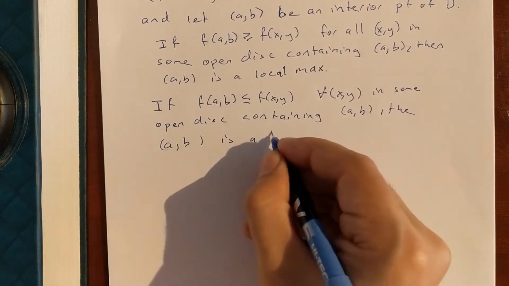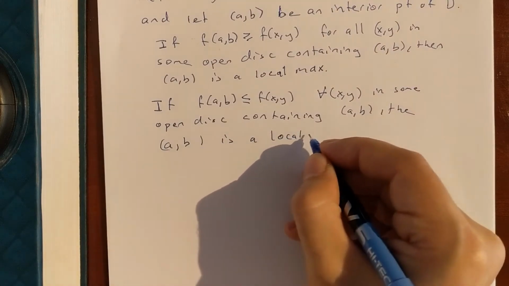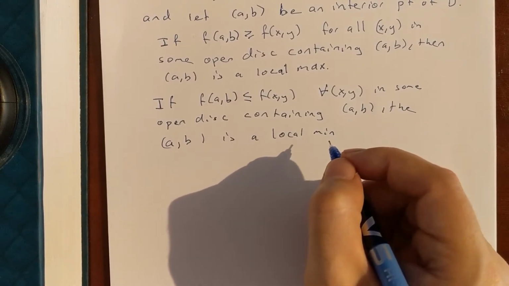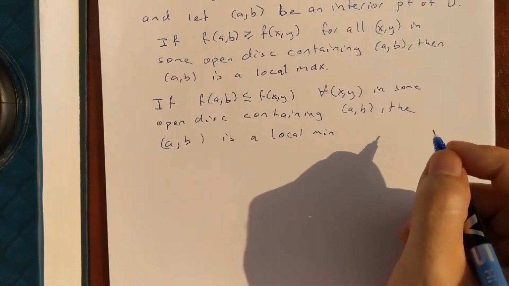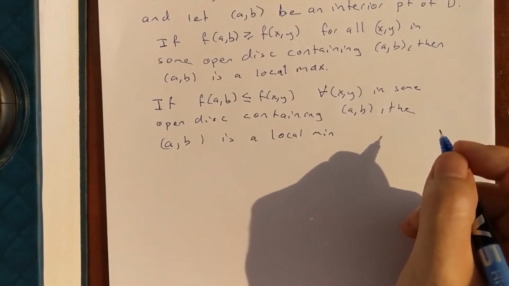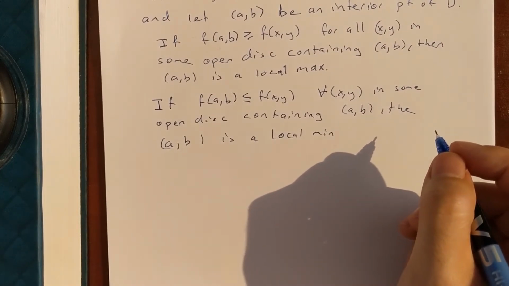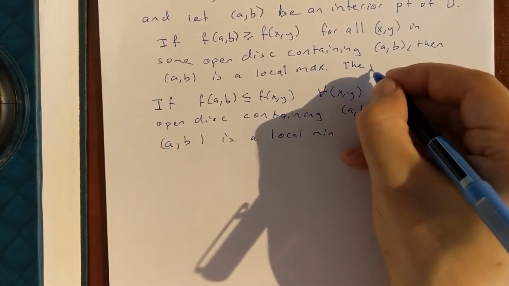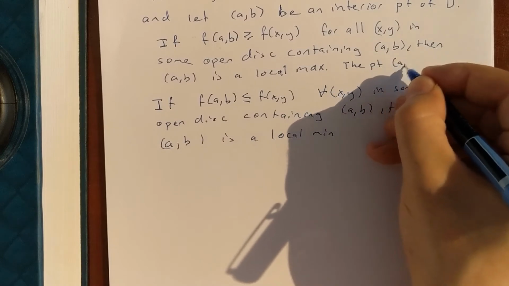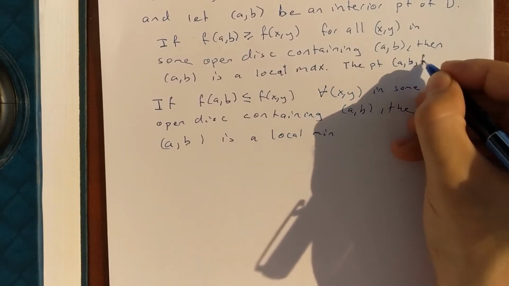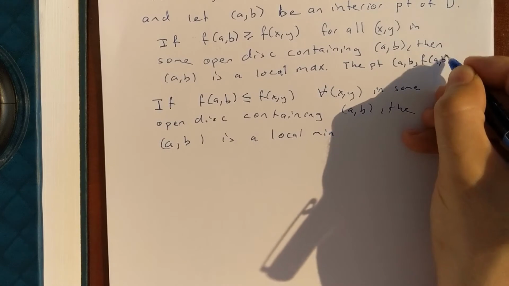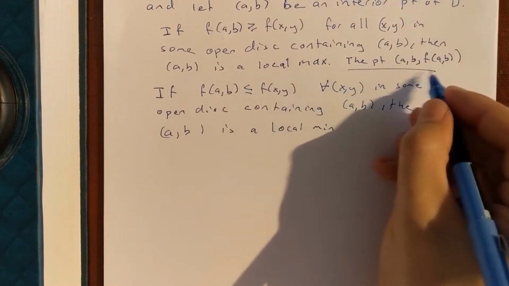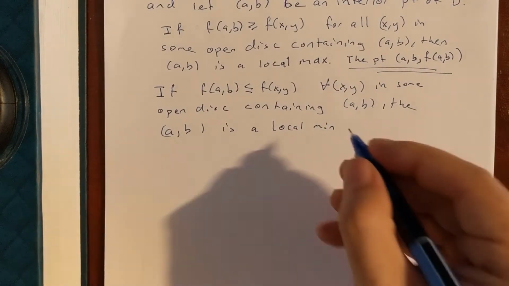Well, it's not (a, b) that's the local min. It's actually f of (a, b) that is the local max or local min. So we're talking about the maximum value and the minimum value. The way to write this is the point (a, b), and the z coordinate is f of (a, b). So that point is the local max. Similarly, (a, b, f of (a, b)) would be the local min here.